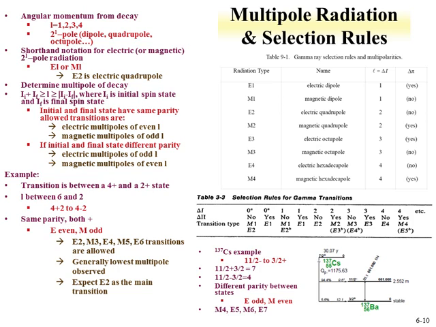We can describe the angular momentum from the gamma decay as L of 1, 2, 3, 4, etc., as a pole. So an L of 1 would be a dipole, L of 2 a quadrupole, 2 to the 2 is 4, then octapole, etc. The shorthand notation for an electric or magnetic 2 to the L pole is written as EL or ML. For instance, an E2 we'll call an electric quadrupole, and those are shown over here. E1 is electric dipole, and M1 is magnetic dipole. E2 is an electric quadrupole, M2 magnetic quadrupole, etc.